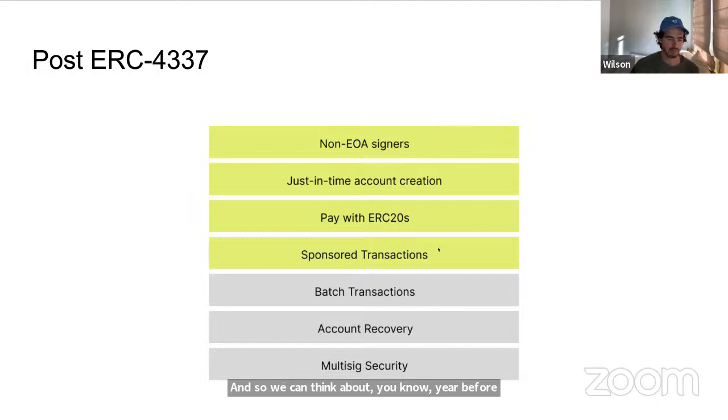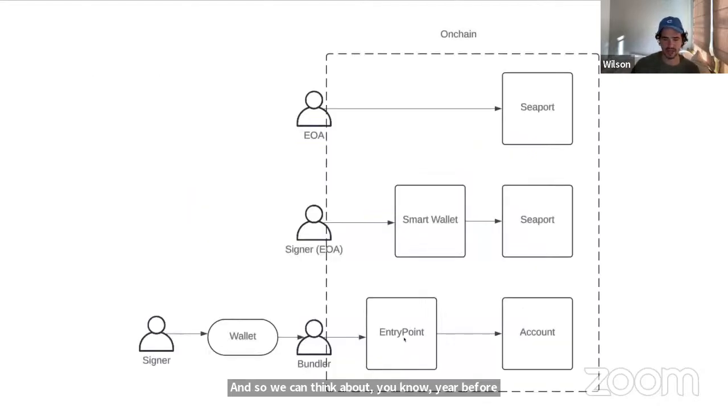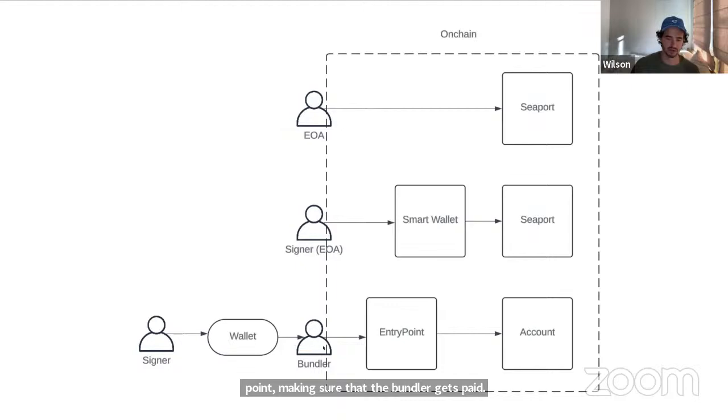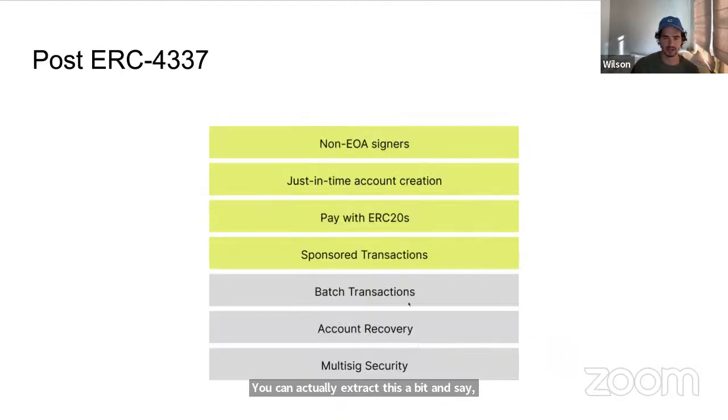Because of this setup, where the entry point makes sure that the bundler gets paid, you can abstract this a bit and say maybe the account doesn't pay the bundler back. Maybe a third party pays the bundler back. That's why we now have the ability to do sponsored transactions. If you've heard people talk about a paymaster, the Coinbase Developer Platform, CDP, has a paymaster product that you should totally try. You can give free transactions to your users. That's what it's doing. It's an ERC 4337 paymaster sponsoring that transaction. It's paying the bundler the gas that the account technically owed.